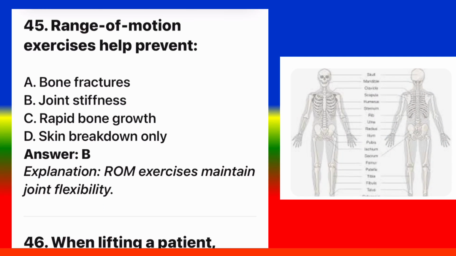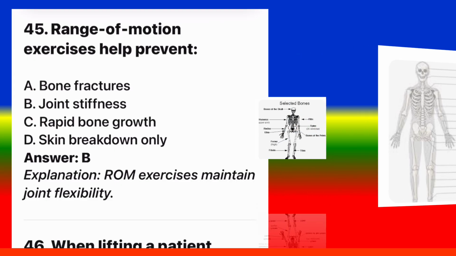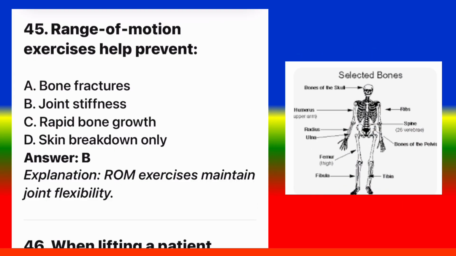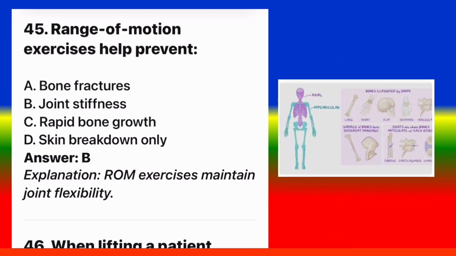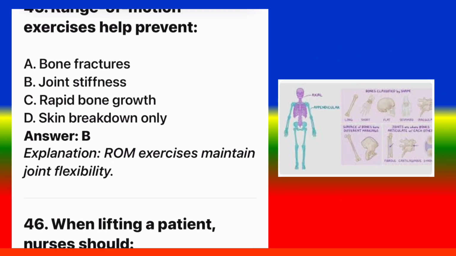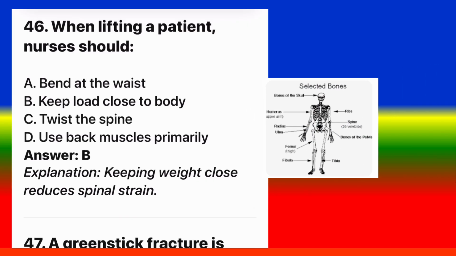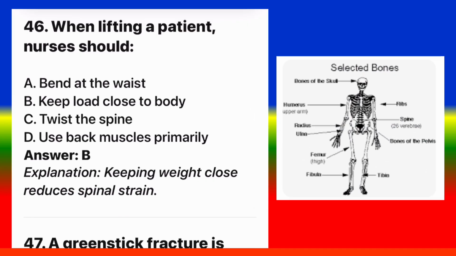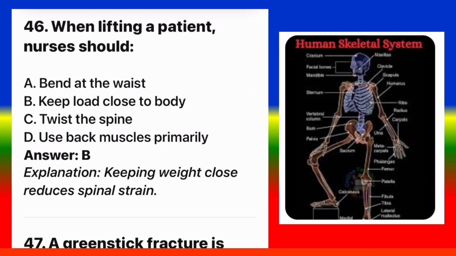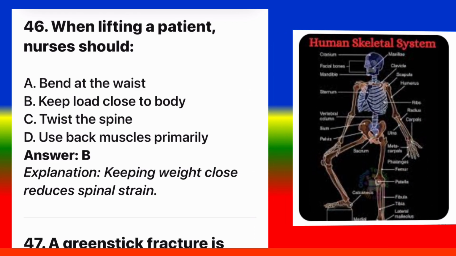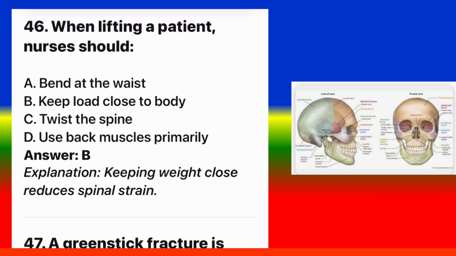45. Range of motion exercises help prevent: A. Bone fractures, B. Joint stiffness, C. Rapid bone growth, D. Skin breakdown only. Answer B. Explanation. Range of motion exercises maintain joint flexibility. 46. When lifting a patient, nurses should: A. Bend at the waist, B. Keep load close to body, C. Twist the spine, D. Use back muscles primarily. Answer B. Explanation. Keeping weight close reduces spinal strain.